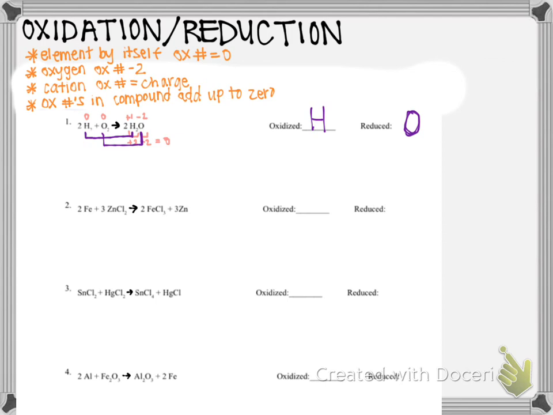Number 2, we're going to start again labeling our oxidation numbers. So anything by itself is 0. So Fe is by itself, and Zn is by itself.